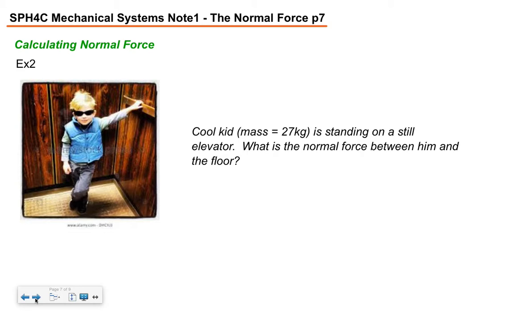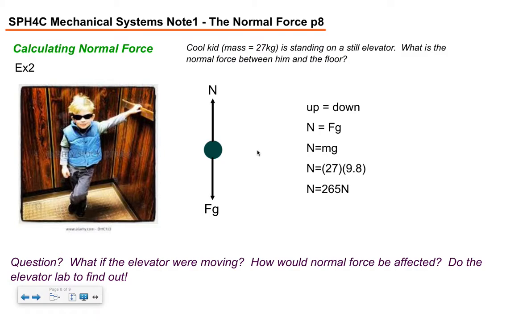Another example. Elevator. This kid is 27 kilograms, standing still on the elevator. What is the normal force between him and the floor? This isn't exactly our example. He's in an elevator and he's just standing there. So what is the normal force? This is the most typical question. There's the kid, the free body diagram, normal force equal and opposite to gravity. Up forces equal down forces, so normal must be equal to gravity. Most times that's the situation. Most times normal and gravity are equal to each other, so normal is equal to mg. And then you just go 9.8 times 27.